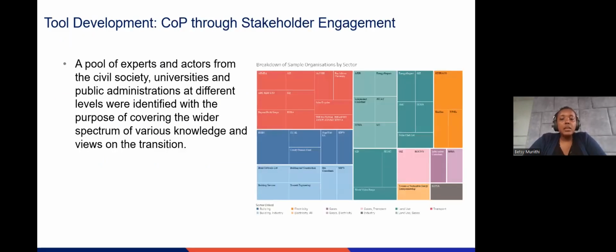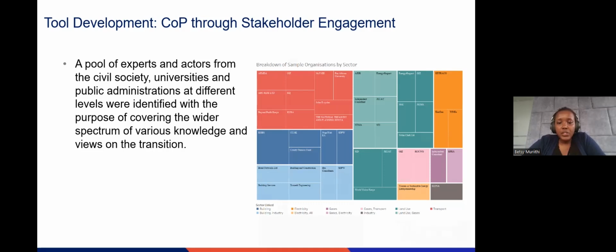So like I said, at the heart of KCERT 2050 was a community of practice through consistent stakeholder engagement. I don't think it's visible, but we have a breakdown of sample organizations by sector. So we have a pool of different sectors and actors from civil society, university, and public administrators, with different levels of knowledge, to cover a wide spectrum of knowledge and views on the carbon transition.